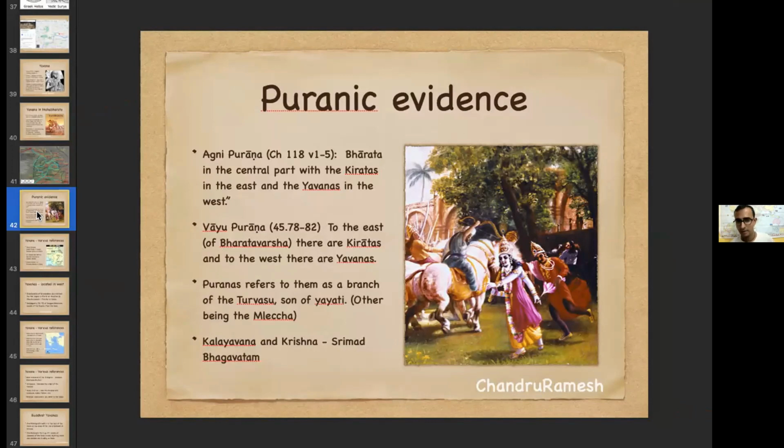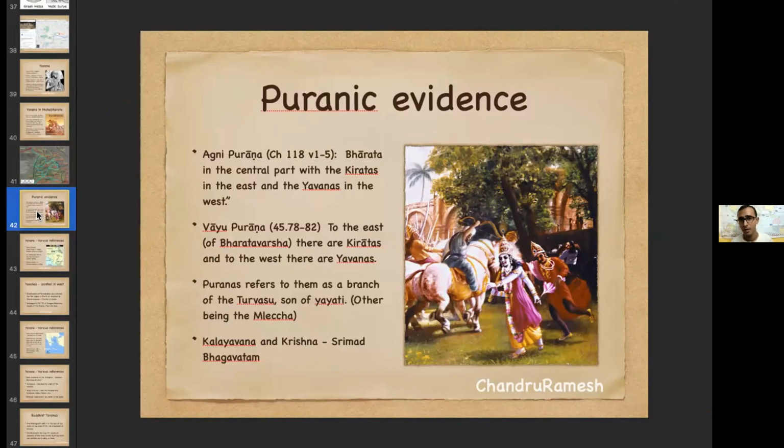Vayu Purana again does the same thing. It places the Yavanas in the west. The Puranas refer to the Yavanas as a branch of Maharaj Turvasu, the king who was ruling in the Bengal, Odisha region. Sometimes it is mentioned that a branch of that king went to the west, and so the Yavanas started.